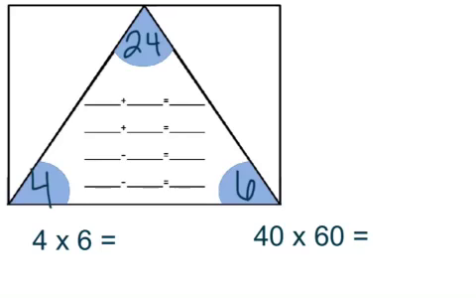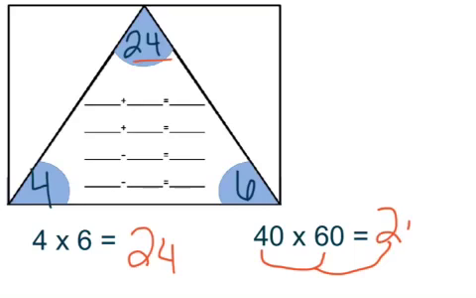Alright, and then our last problem for today, 4 times 6 is going to get us to 24. And then we have 2 zeros left over. We're going to take those 2 zeros and add them on over here, so that we get 2,400 as our answer.